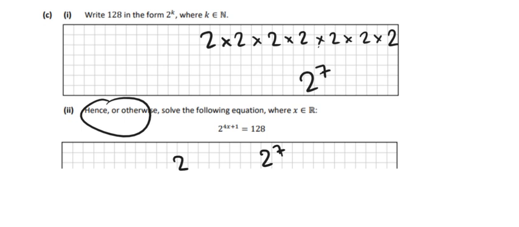So 2 to the power of 4x plus 1 is equal to 2 to the power of 7. Now this is to do with indices, so when the bases are the same, the powers have to be the same. So that there has to be the same as that. So our 4x plus 1 has to be equal to 7.